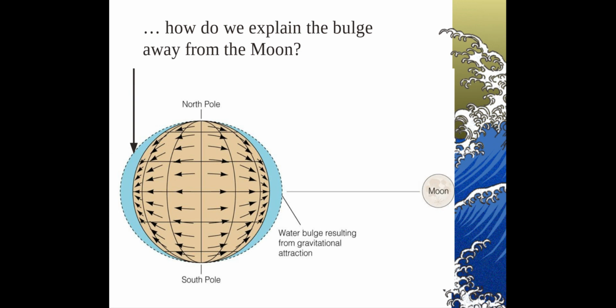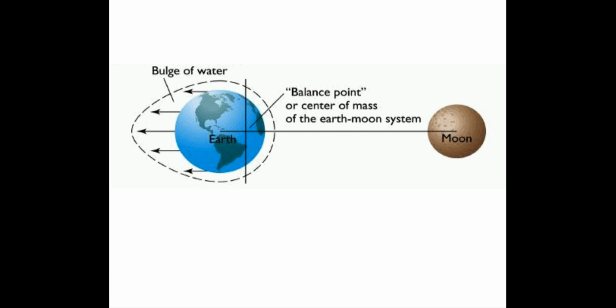So how do we explain the other bulge on the other side of the Earth, away from the moon? Well, the other bulge is the result of both the Earth and the moon orbiting around the common center of mass. The center of mass of the Earth-Moon system is really deep in the Earth, about 1,650 kilometers down. Both the Earth and the moon rotate around the same axis. If they didn't, then the unbalanced forces of the moon would cause the Earth to leave its orbit.